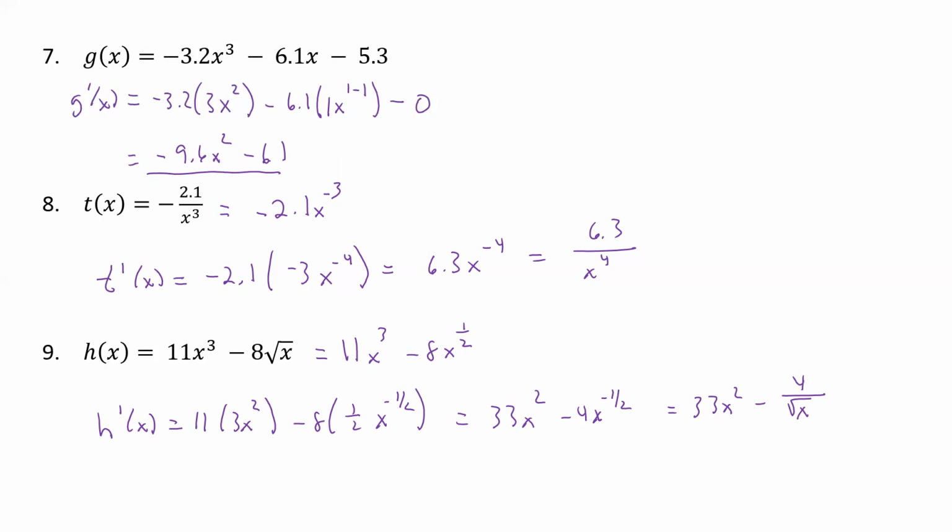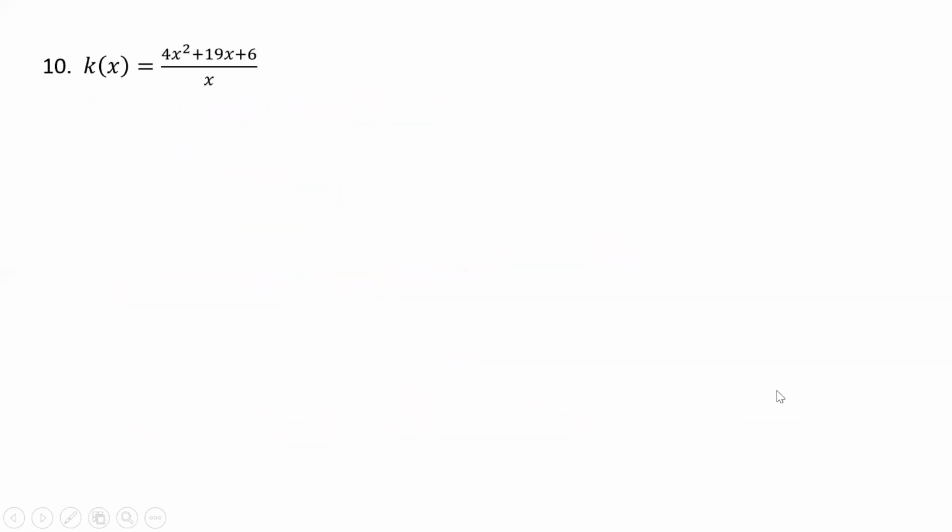All right, so let's go on to the next one here, and that's going to be 4x squared plus 19x plus 6 over our x. Now, so what are we going to do with that? Well, on that one, I think what I'm going to do is I'm going to break it apart, because this is that divided by that plus that divided by that plus that divided by that. So I could really write that 4x squared over x plus 19x over x plus 6 over x.